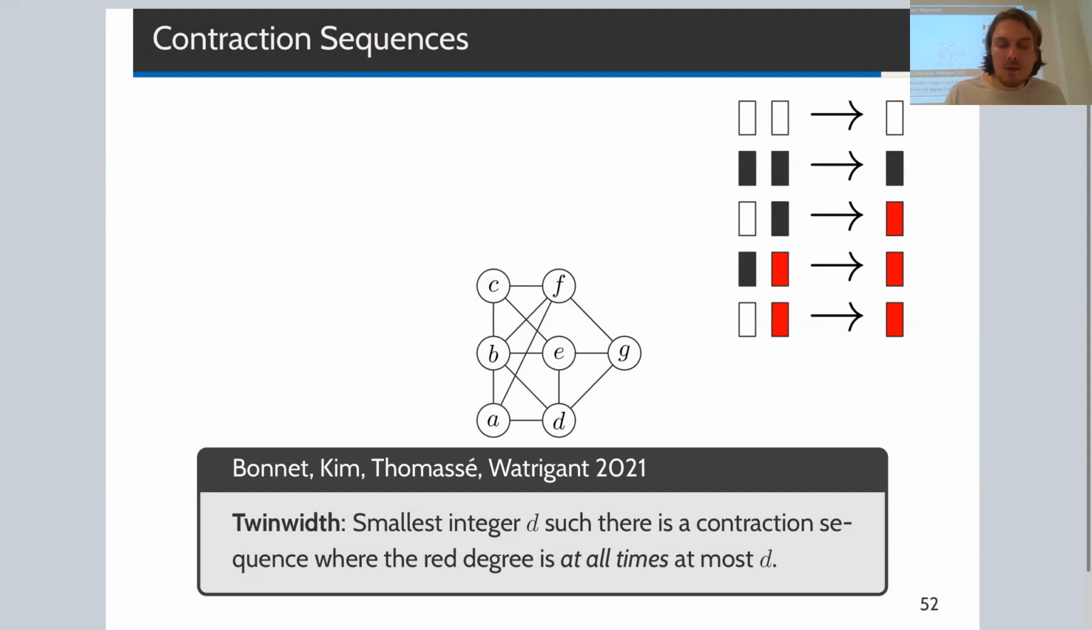So let's use this to figure out a bound on the twin width of this graph. In the beginning, there are no red edges, but now after the contraction, the vertex EF has red degree 2. So the maximal red degree so far that we've seen in the contraction sequence is at most 2. Continue. Now A and D are contracted. It also has red degree at most 2. And we continue. Still red degree at most 2.